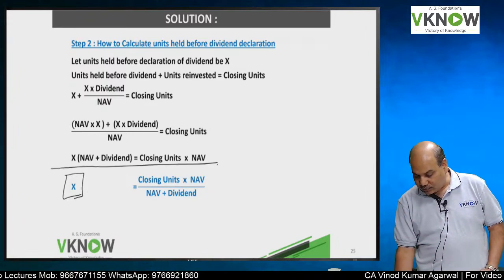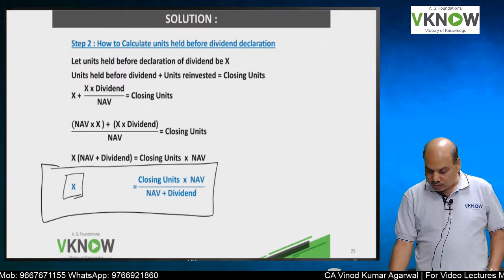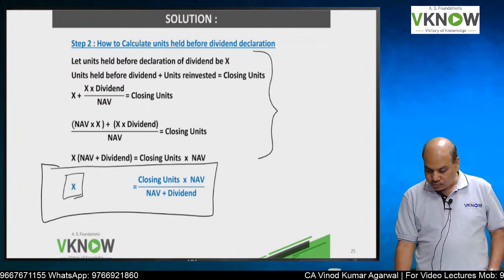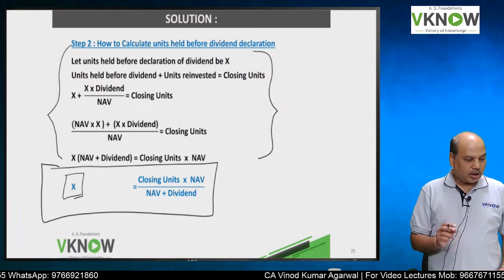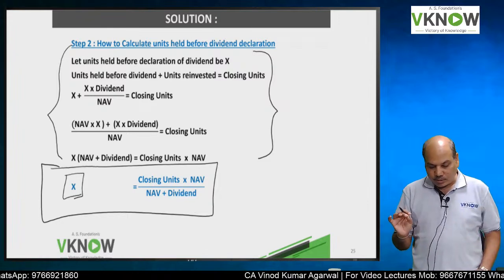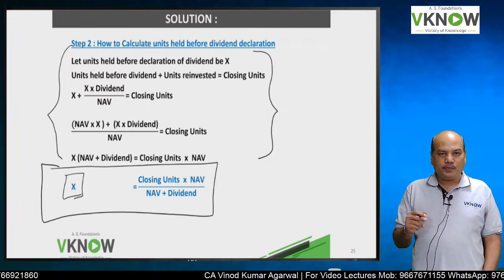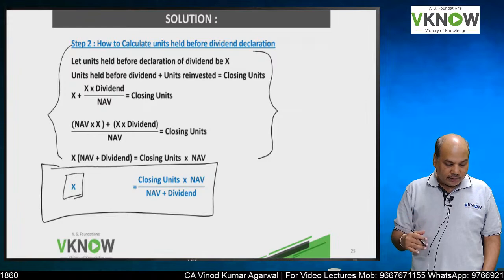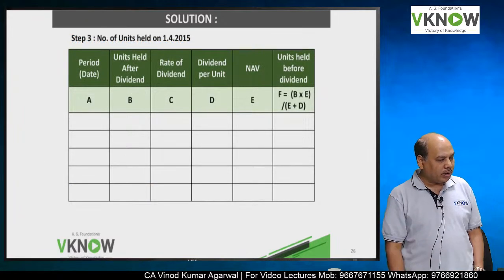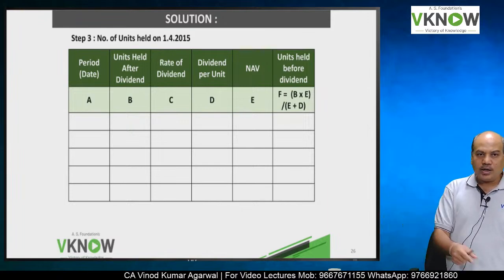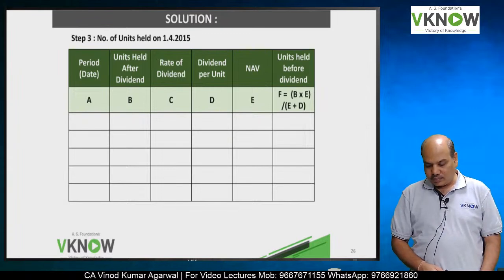Now if I write this directly, you will not understand. So just to convince you, I have derived the value of X, and now for calculation purposes we can make a table and find out the number of units before dividend declaration on 3 different dates. So are you ready? Yes sir, we are ready. Go ahead. Write down number of units on 1/4/2015.